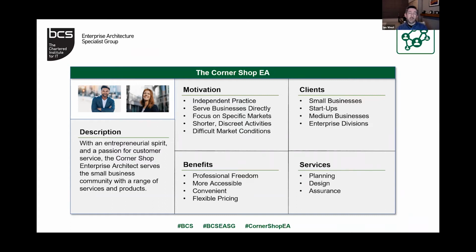And it also opens up the chance to think about delivering small discrete packages of work as opposed to larger pieces of work. And they're all motivations around the corner shop EA and why you might want to entertain this practice. I think the other thing as well is that the way the world is changing.